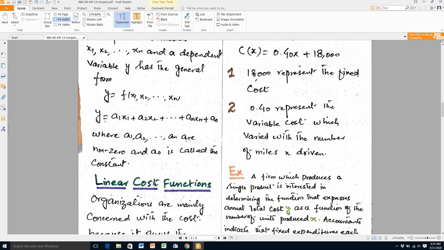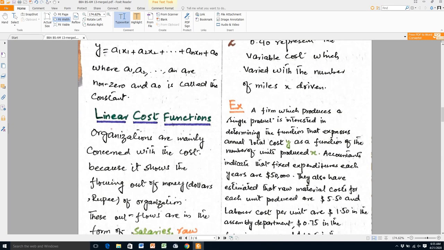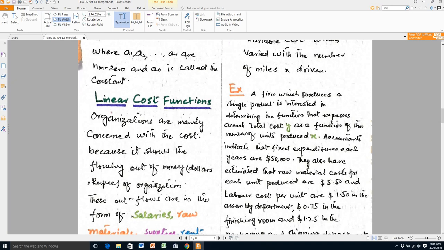Now we move towards how we can define a linear cost function. It is clear from its name that this function is based on cost, that is, how we can estimate different kinds of cost in any organization or firm or factory. How we can construct a linear cost function which reflects the cost of the purchase or the salaries or some materials, supplies, etc.